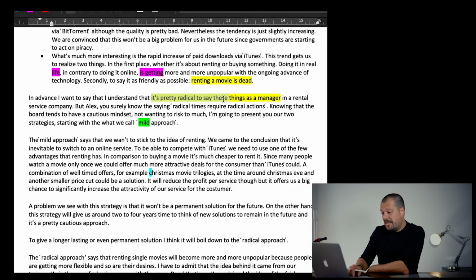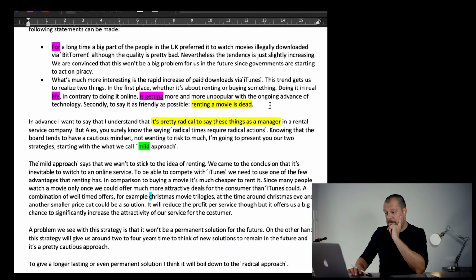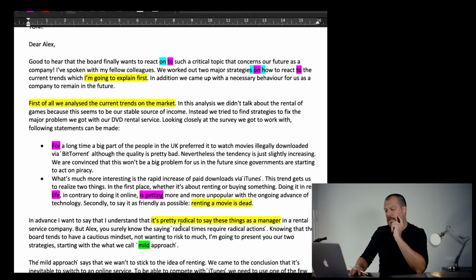That attitude is also underlined by the next sentence. It's pretty radical to say these things as a manager. This is a lot like the point from Yara at the start where she said, I know it's hard, okay? This is a very smart sociolinguistic, strategic competence step you take to ensure the reader, to show empathy basically with the reader's position. Some people, I guess you guys, do it intuitively, and that's a very good thing. If in your email you haven't done this, then consider doing that. You might want to indicate you understand that some of the things you're suggesting are rather radical.